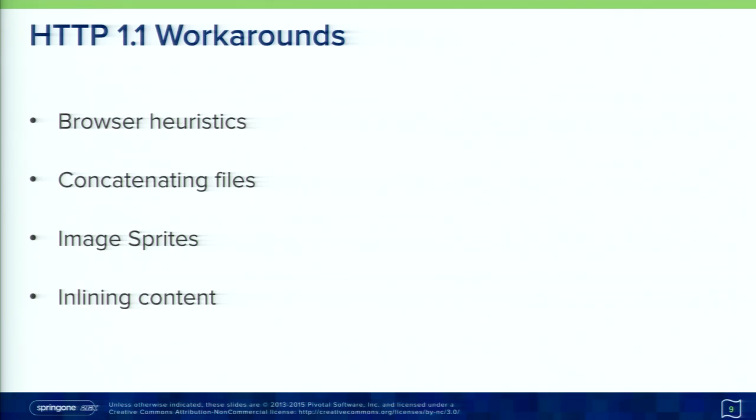On the development side, we know that we're trying to concatenate files. Instead of having many JavaScript files, we're concatenating everything into one JS file. We're also using image sprites to have fewer files to download, basically. We're also inlining content. Same thing, fewer files, that's the end goal because of, again, head-of-line blocking.